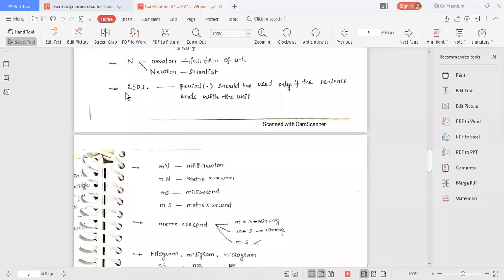And next one, 250 space capital J and a dot. There is a dot here. When do you use a dot? If the sentence is ending with a unit, then you can use a dot. Otherwise, you don't use a dot. So this is important.